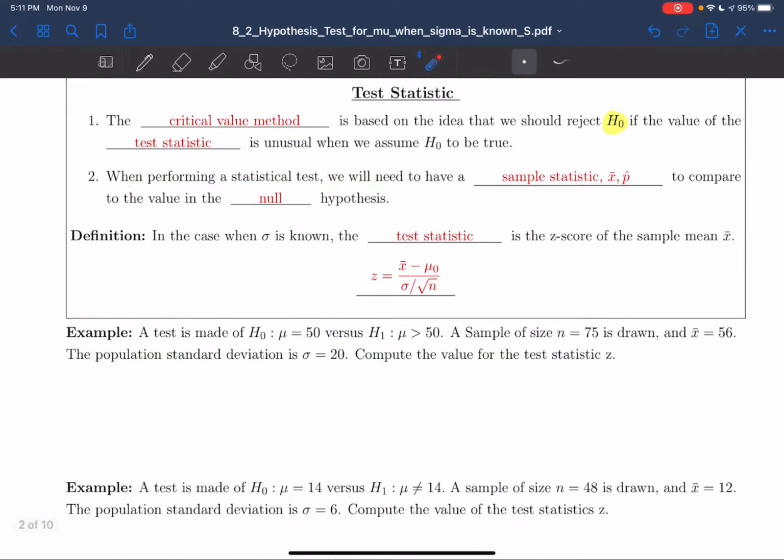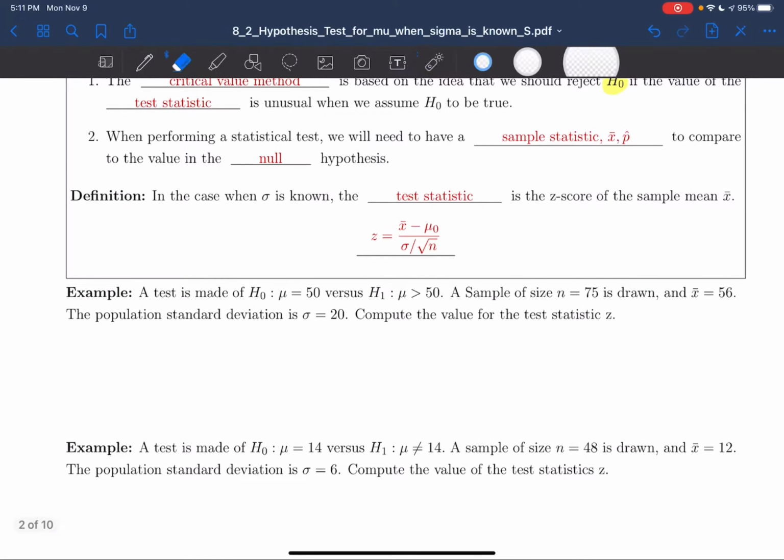So when performing statistical tests, we need to have a sample statistic, and usually this is just x bar or p hat, to compare to the value in the null hypothesis. Okay, so some important definitions. What exactly is a test statistic?